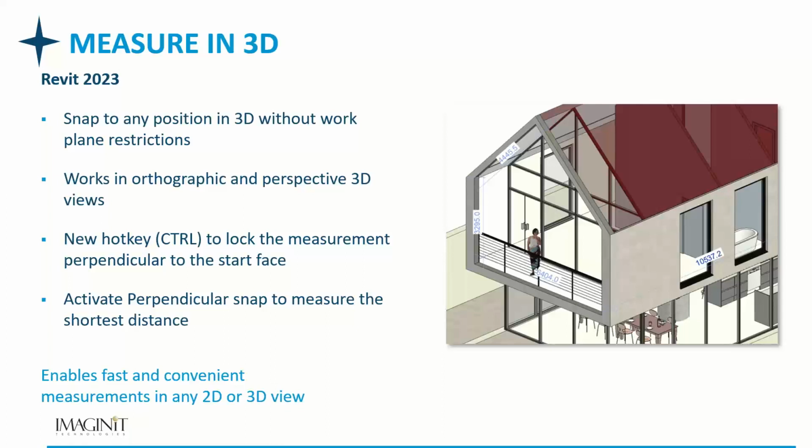I do a lot of work in 3D throughout the whole thing. And the idea that if I wanted to do a quick measurement on something, I had to leave my 3D view to do that, that was kind of a pain. So now I can actually measure in 3D. I can right click and activate my snaps, turn my perpendicular on, for example. I can also, they've added a hotkey, which is the control key, to allow me to do perpendicular from the start face. So this is, once again, another about time. It's going to really help us a lot.